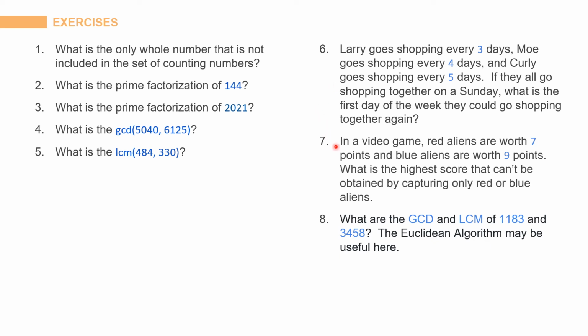7: In a video game, red aliens are worth 7 points and blue aliens are worth 9 points. What is the highest score that can't be obtained by capturing only red or blue aliens? And 8: What are the GCD and LCM of 1183 and 3458? Again, the Euclidean algorithm may be useful here, or you could try a lot of long division.